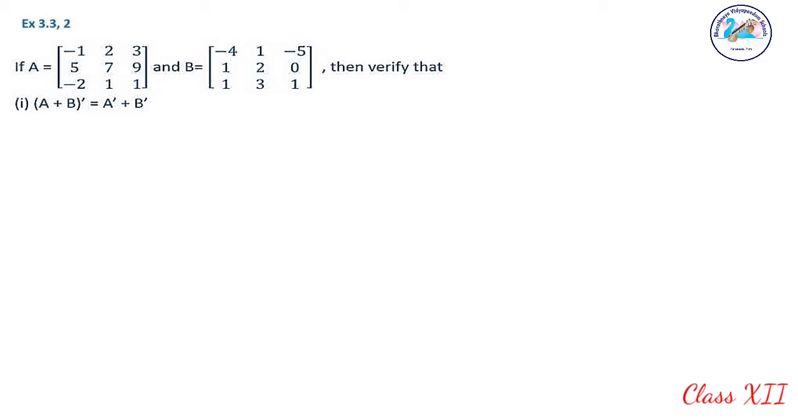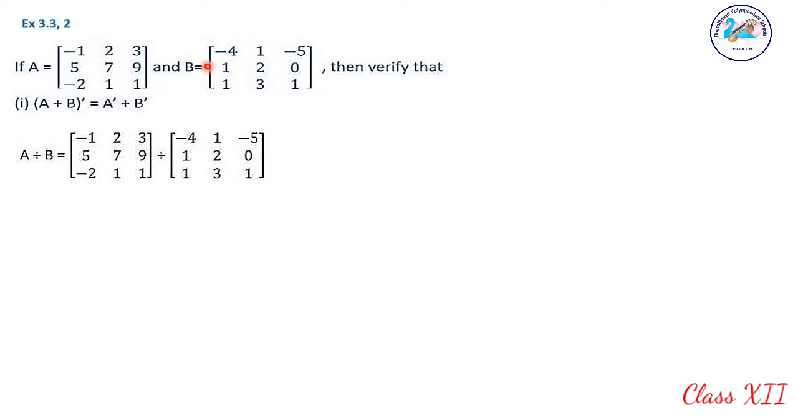First of all, what we have to do is we have to add A and B, then you will get a single matrix. That matrix transpose you have to take. That will be your left hand side. And the right hand side, first A transpose you have to take, then B transpose you have to take, then you have to add those two transposes. Then you have to prove that left hand side and right hand side will be getting the same matrices. Let's start solving A plus B. First of all, A plus B we need here.